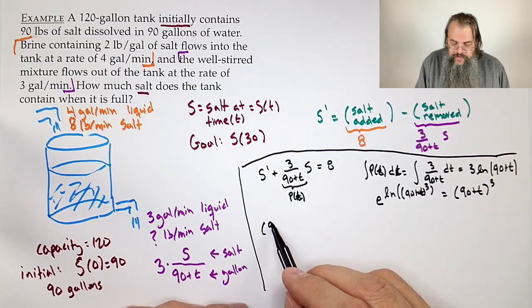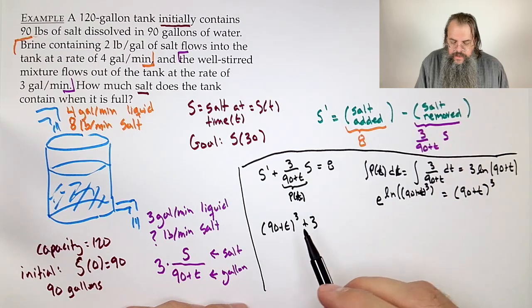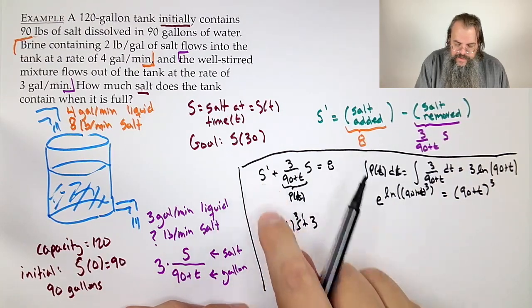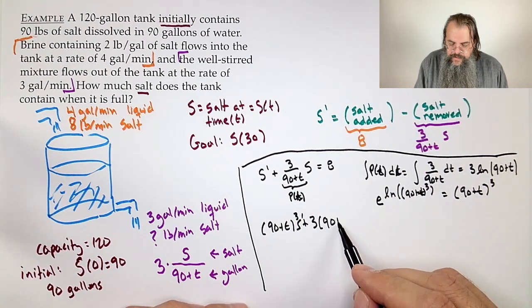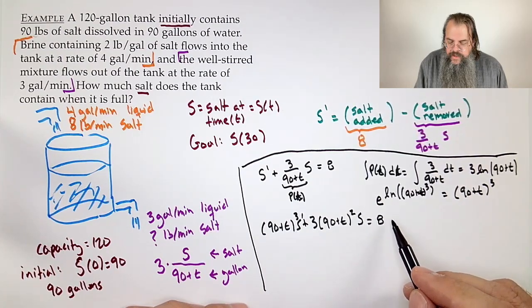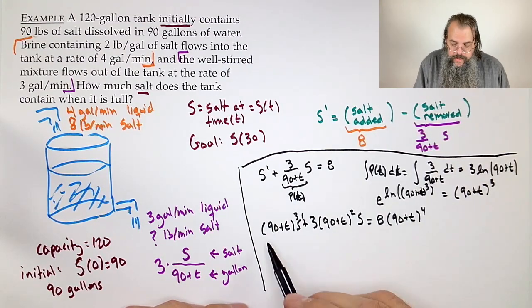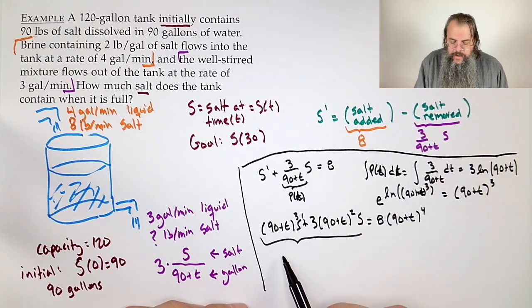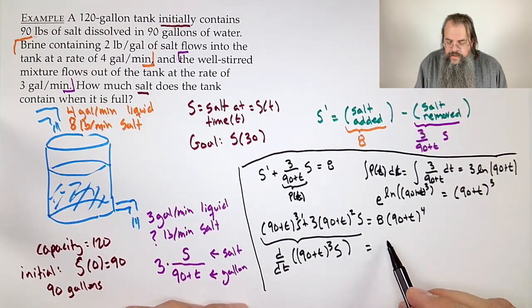So we're going to get 90 plus t, quantity cubed, s prime plus 3, can't forget that. And here, we get a 90 plus t to cancel, so we get 90 plus t squared times s is equal to 8 times 90 plus t to the 4th. Well, the left-hand side, by design, that's the derivative of 90 plus t cubed times s. And we have the right-hand side.